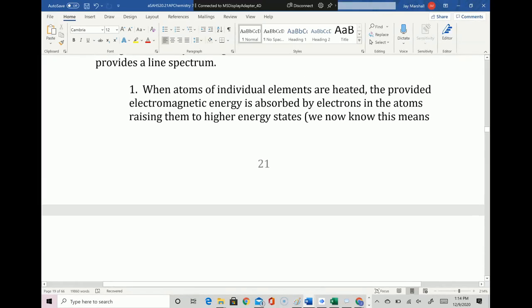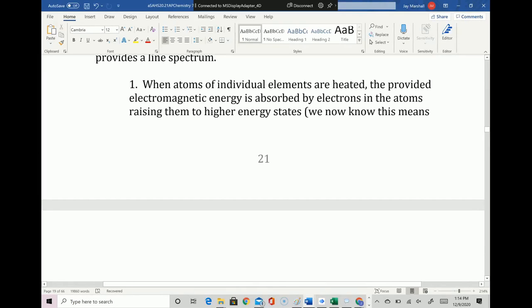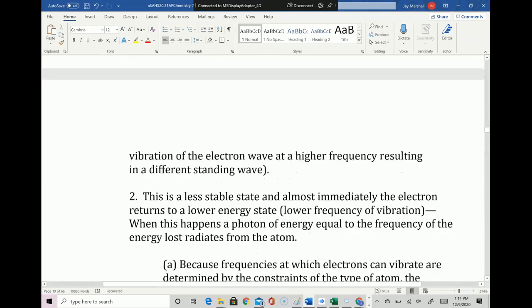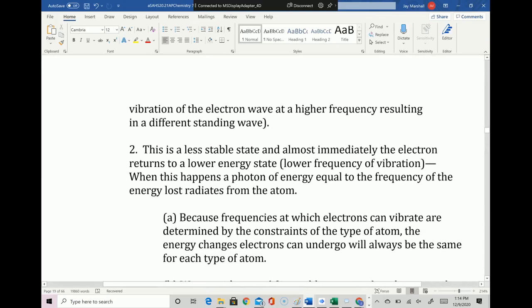What do we mean by that? When atoms of individual elements are heated, the provided electromagnetic energy is absorbed by electrons in the atoms, raising them to a higher energy state, right? We know this means now that what we're doing is we're not really raising it to a higher orbit.